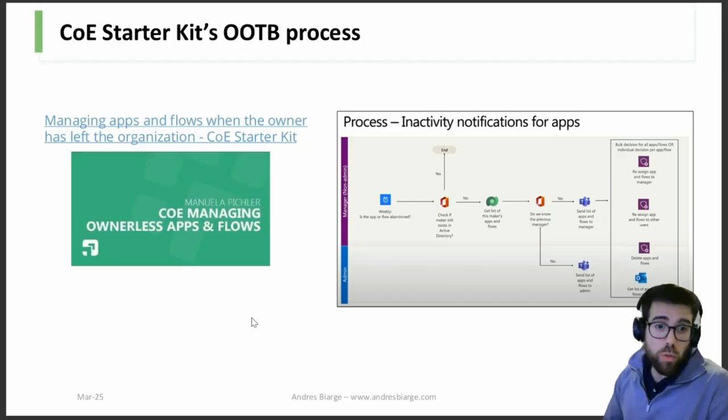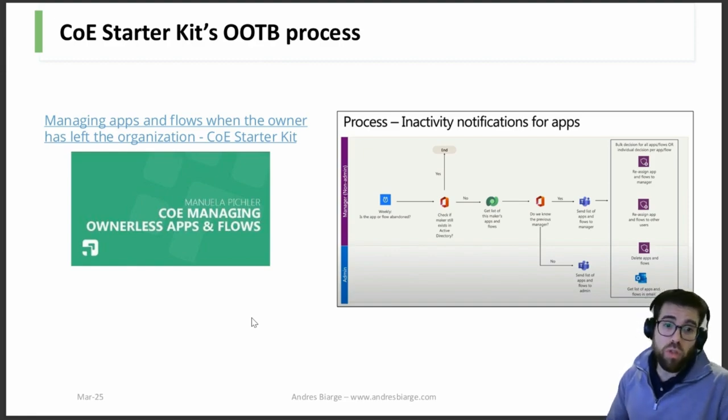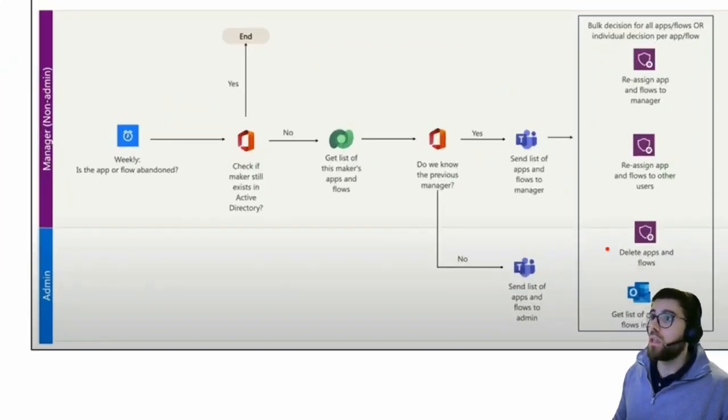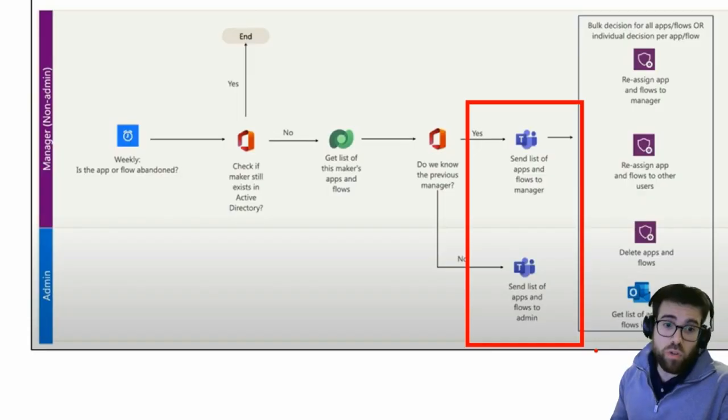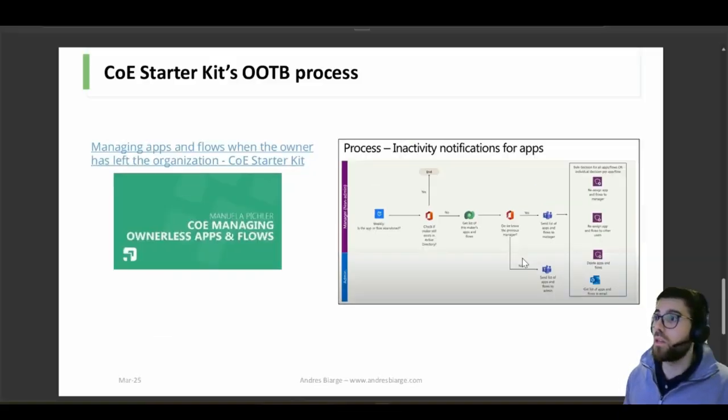So while the solution that comes with the Center of Excellence Starter Kit is a great starting point, it probably doesn't fit your organization's needs, and the reason lies here, and it's by design, in how they approach the communication with the manager, which is via approvals.